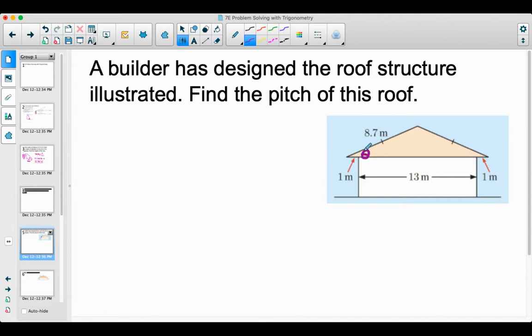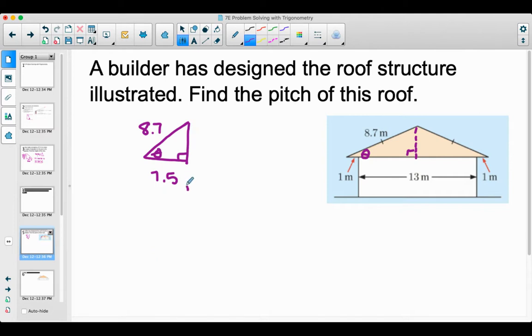Because of those tick marks, we know these are both 8.7. I can drop a vertical line down to give me a right triangle. So here's what I have: this triangle, with a right angle. I know that this is 8.7, and I'm trying to find theta, which is my pitch. This entire distance is 15 if you include the 1 and the 13 pieces. So half of 15 is 7.5, and that's where that 7.5 goes.